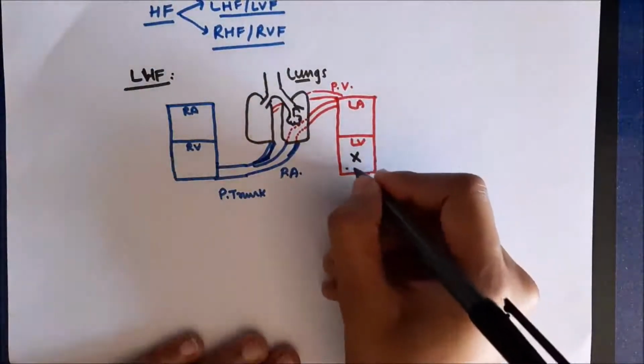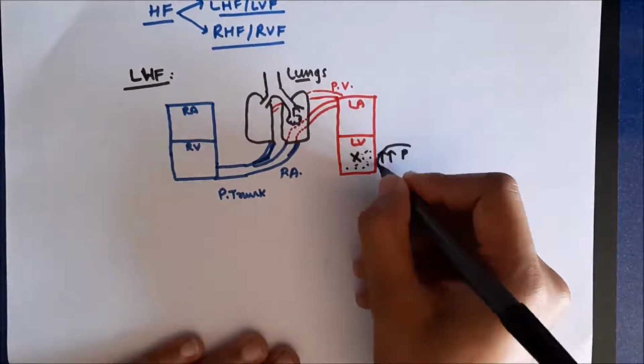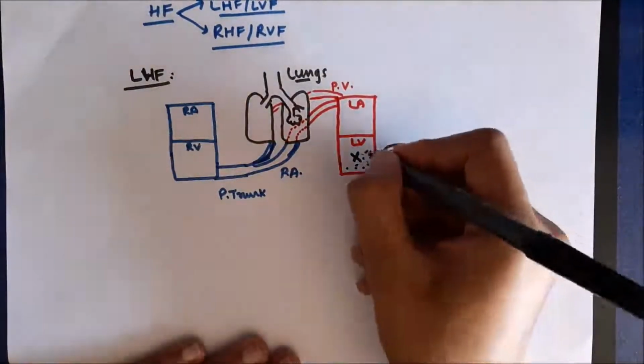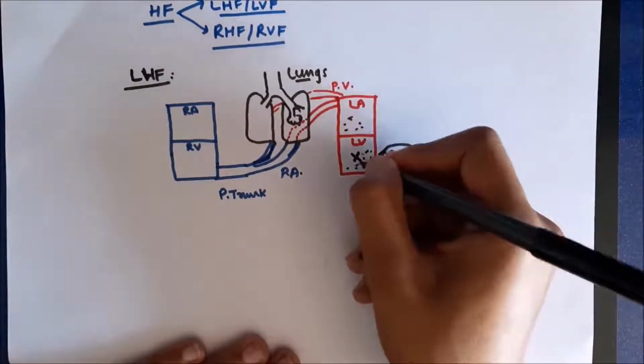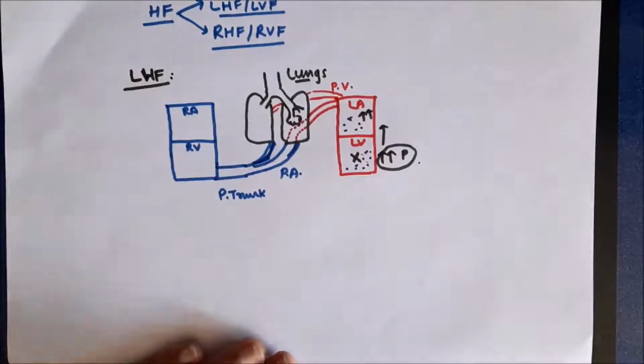If there is failure of the left ventricle, that means the left ventricle will not be able to pump, and there will be accumulation of fluid in the left ventricle. So there will be increased fluid and increased pressure in the left ventricle, and as a result the right atrium will not be able to pour its blood into the left ventricle.